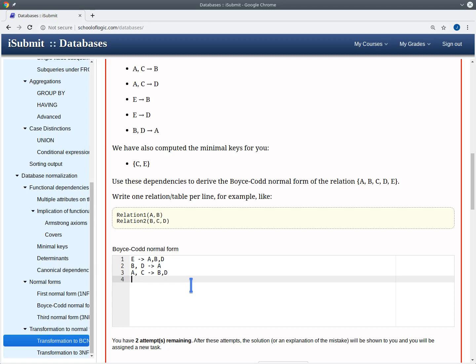Good. Now we start with our original relation R, which has attributes A, B, C, D, E, and we are going to check whether one of these functional dependencies violates the normal form.